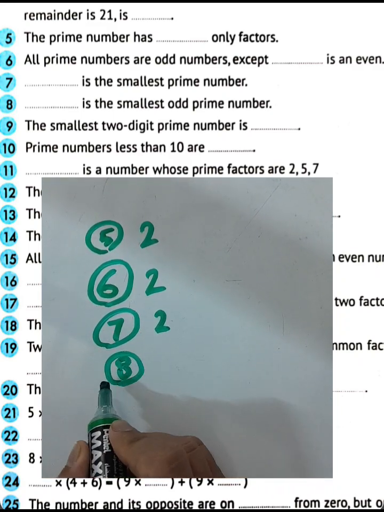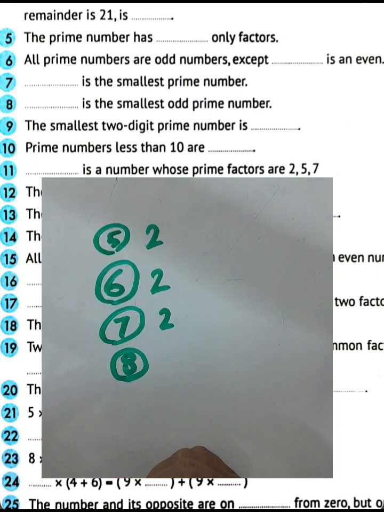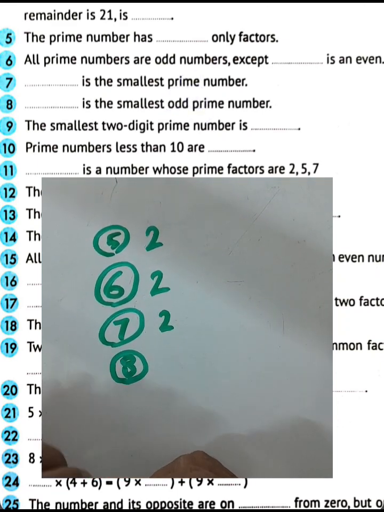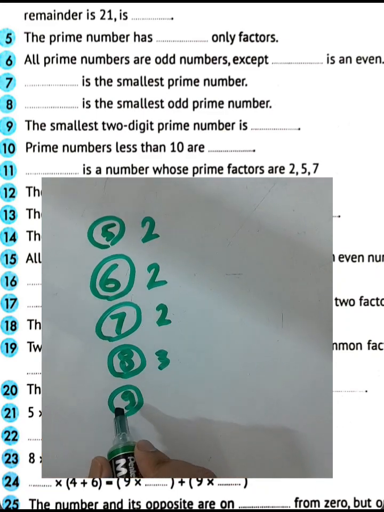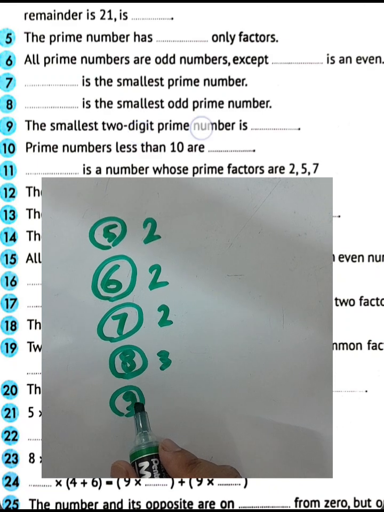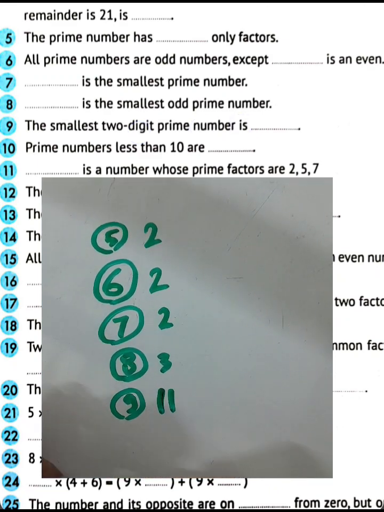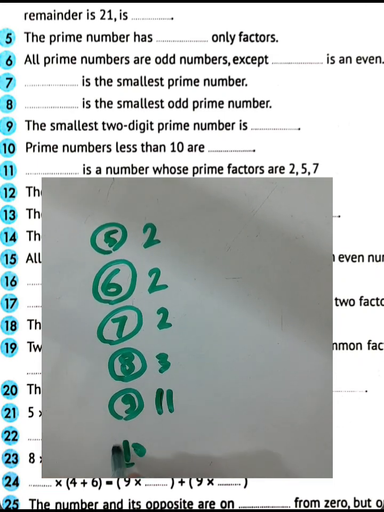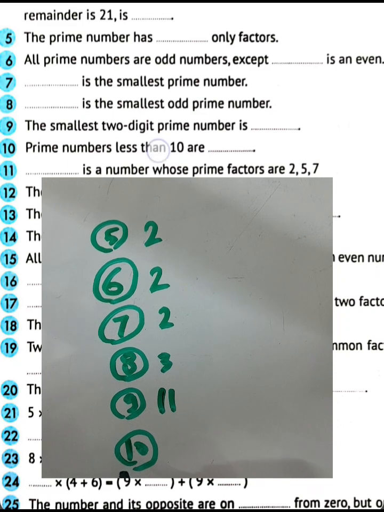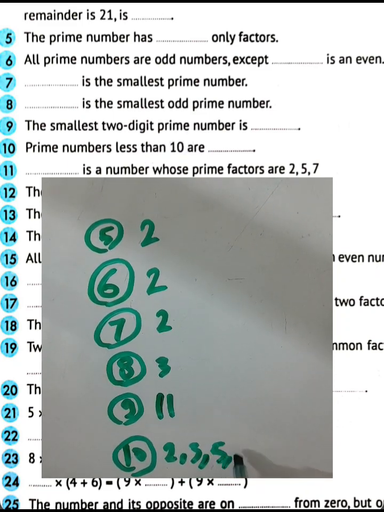Question 8. Blank is the smallest odd prime number. The smallest odd prime number will be 3. Question number 9. The smallest two-digit prime number is 11. 11 is the smallest two-digit prime number. Question number 10. The prime numbers less than 10 are 2, 3, 5, and lastly 7.